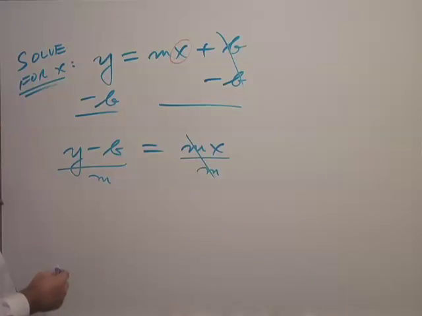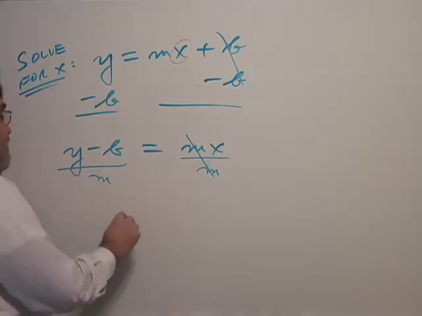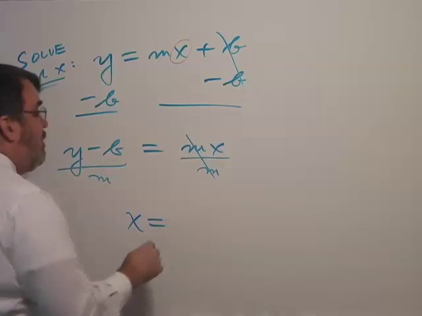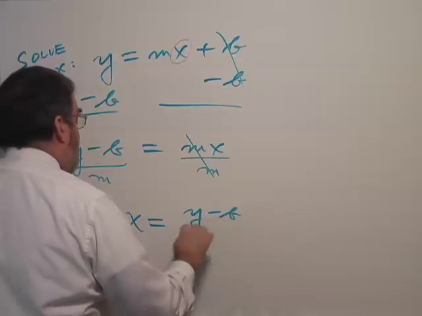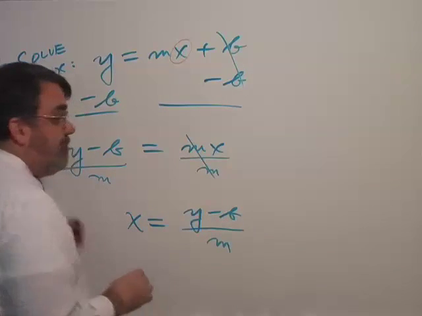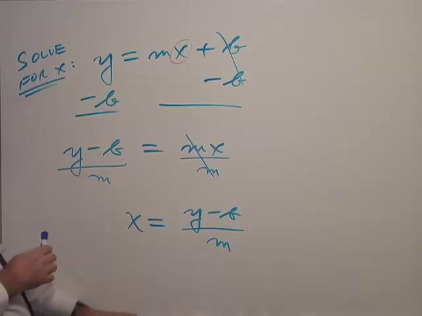The m's cancel. And let's write our answer. Again, we solve for x. So x equals, I'll put x on the left, y minus b over m. And there you have it. And so that solved that equation.